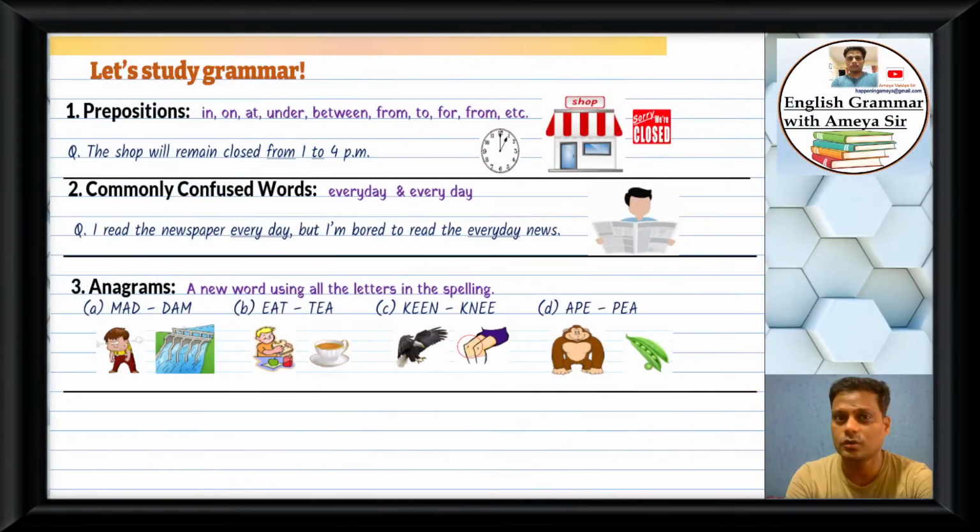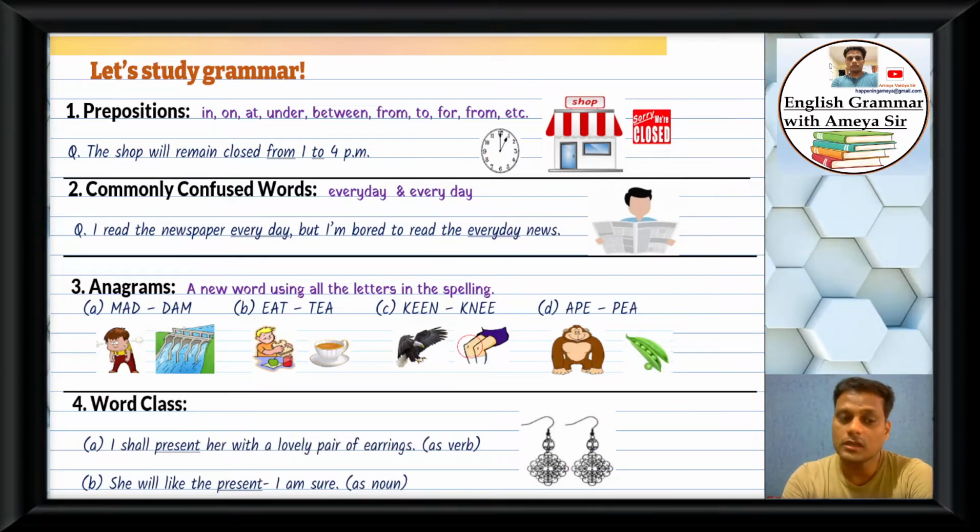I'm sure that you are getting the whole idea from the examples. So keen, like the eagle has a keen vision. If you're wondering what the eagle is doing there, it's talking about the keen vision. And then the body part, knee. Then A-P-E, ape, and then the vegetable, P-E-A, pea. Okay. Let's consider our last concept, word class.